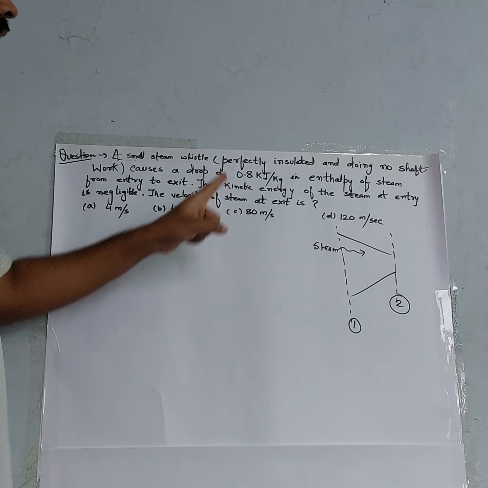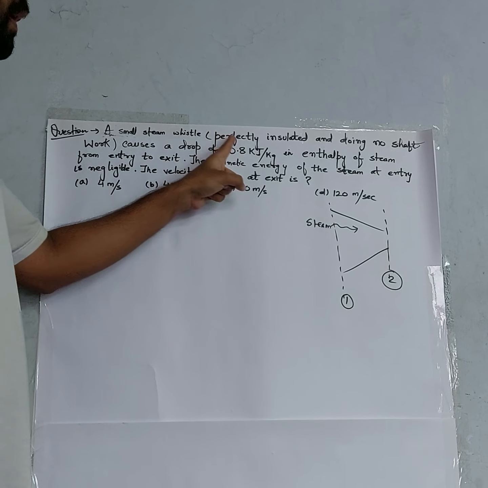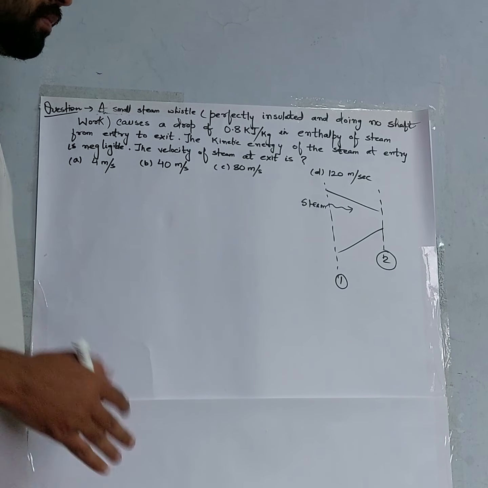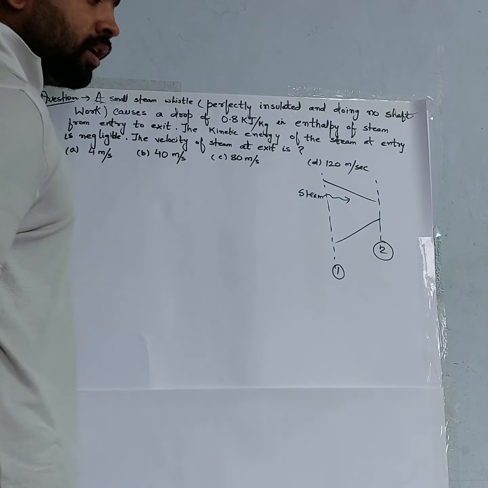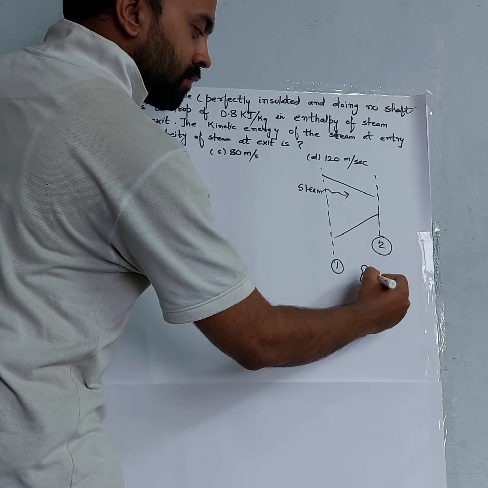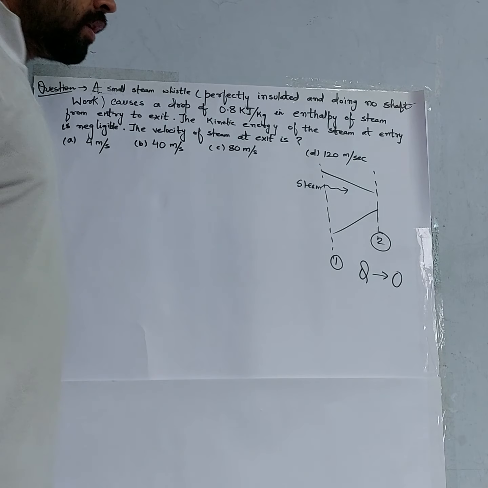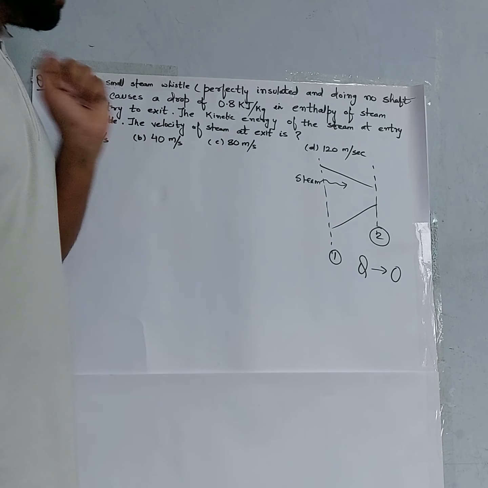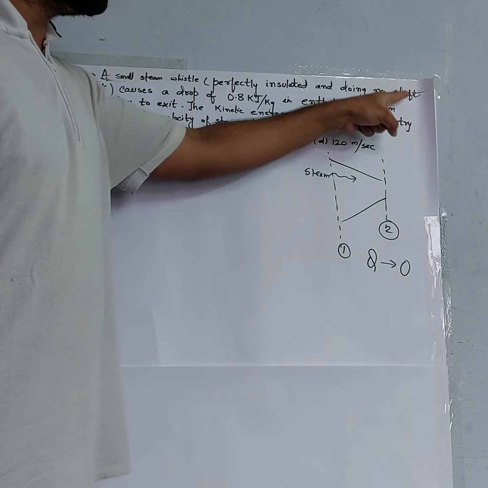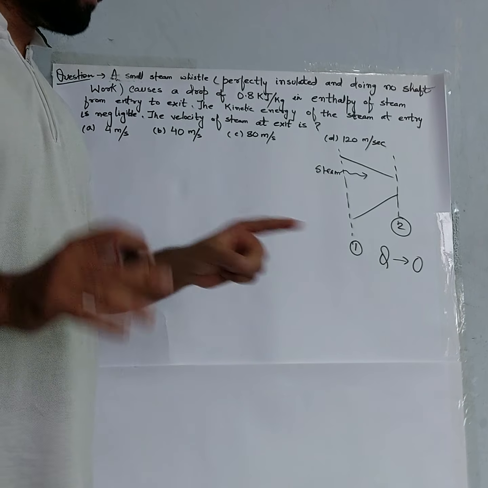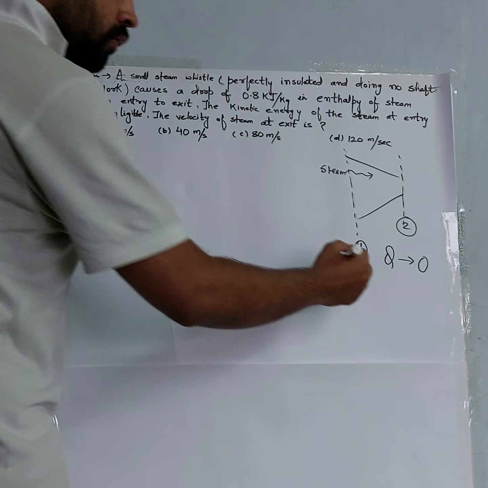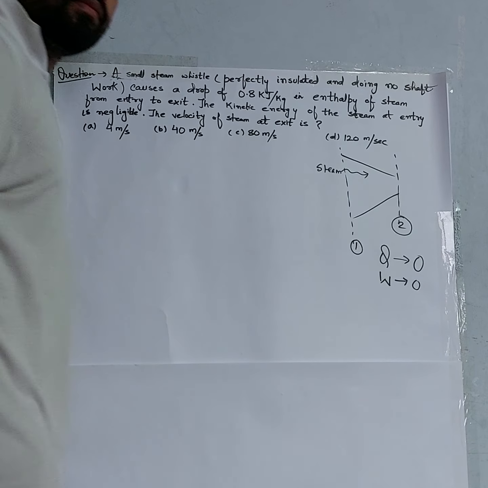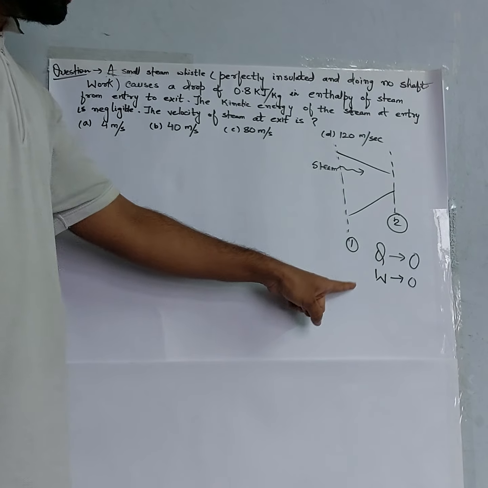Now it is given that the vessel is perfectly insulated. What is the meaning of this? Insulation means no heat can cross the boundary of the vessel, so Q should be 0. Next part, doing no shaft work. There is no shaft work in this vessel, therefore W will be 0.